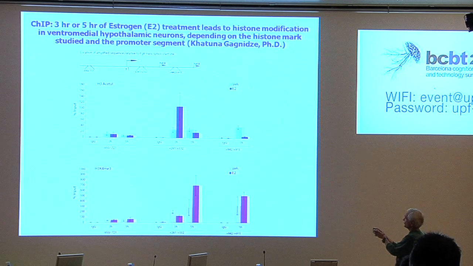And here's the estrogen effect. No estrogen, estrogen, no estrogen, estrogen. And the bottom line is that yes, estrogen treatment does lead to histone modifications, which will then lead to transcription. But the nature of the change depends upon the exact histone mark you're studying and the promoter segment that you're studying. 3 different promoter segments. And this is the work of a molecular biologist in the lab named Katuna Gagnidze.